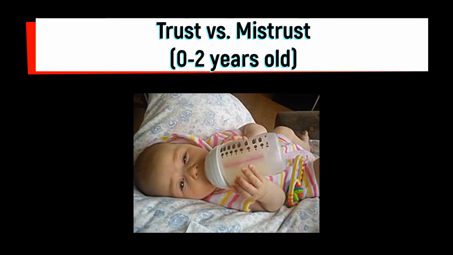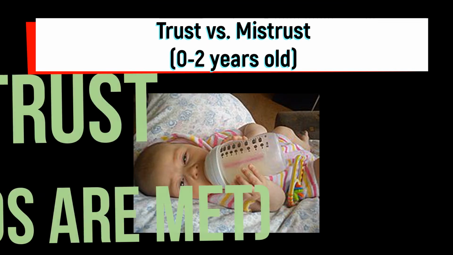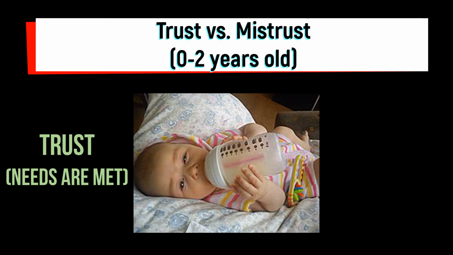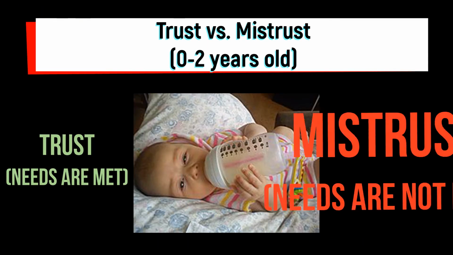From 0 to 2 years old, a child seeks out trust with their caregiver. When a child cries and their caregiver comes to appease them or give them what they need, like a bottle, the child develops trust. If they're neglected or their needs are not met, this develops mistrust.